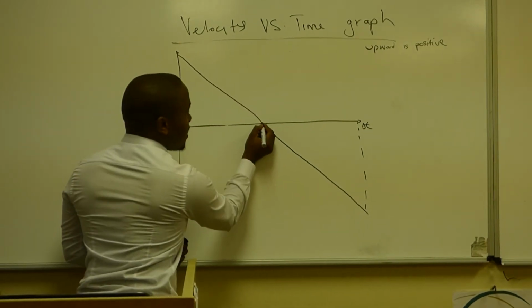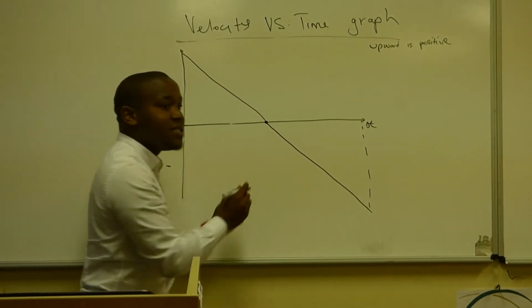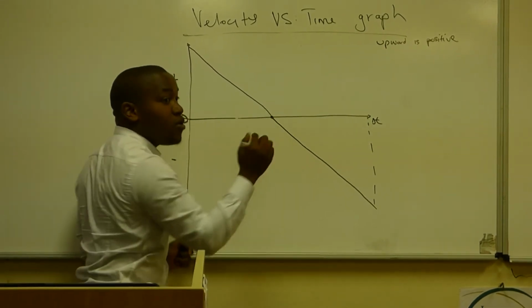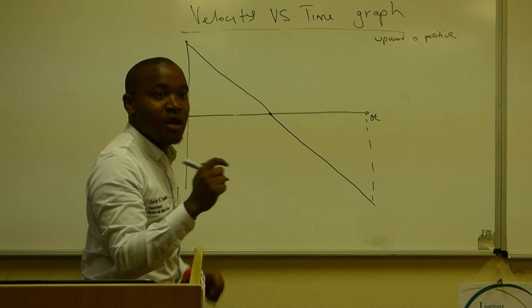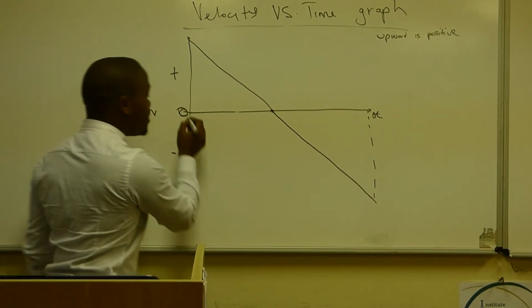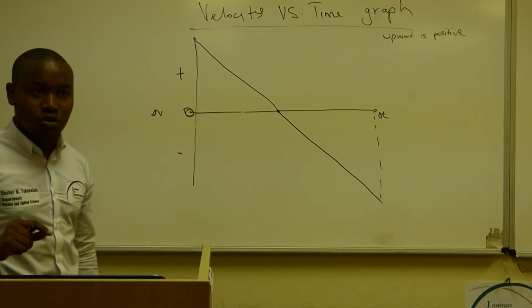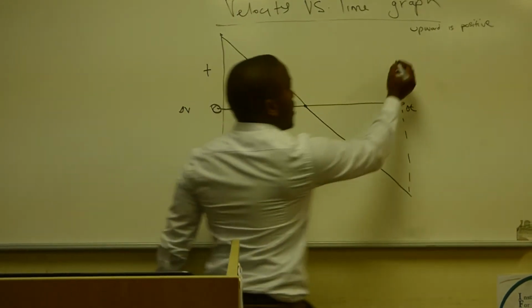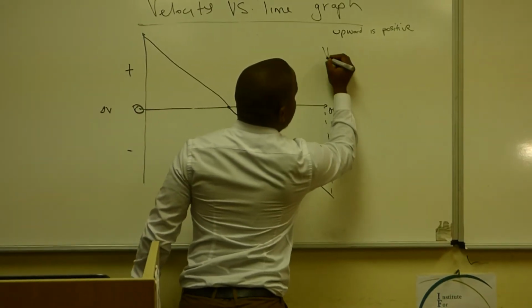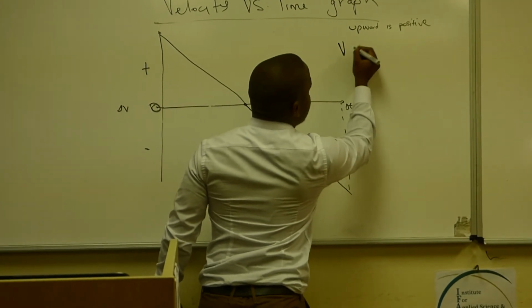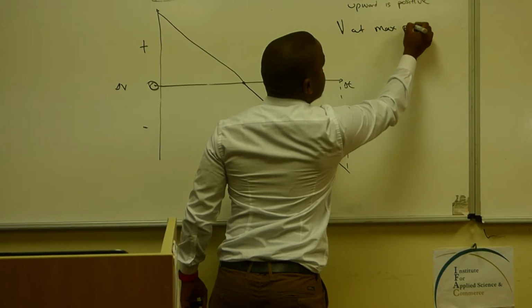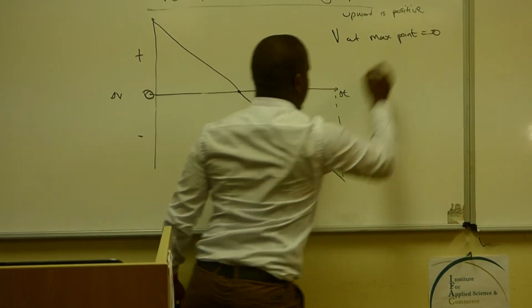So this is my velocity at the maximum point. And according to my key number 2, what did I say? Velocity at the maximum point is 0. It corresponds with whatever I told you. So I'm not lying. So let's make a note there. We are saying V at max point is 0.